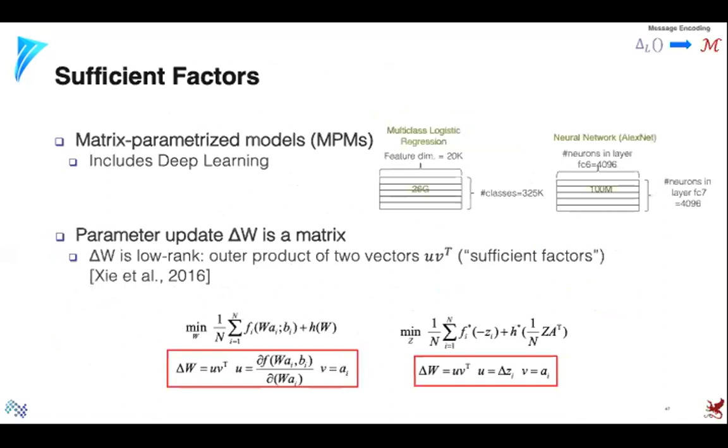Well, there are clever ways to construct the distributed SGD messages so they become smaller. Many ML models, including DL models, use parameters that are matrices. So let's call them MPMs, matrix parameterized models for short. If we look at a single matrix parameter W, the stochastic gradient of W with respect to a single sample in a mini batch is actually a rank one matrix, which means you can express it as an outer product of two vectors U and V. We're going to call them sufficient factors.